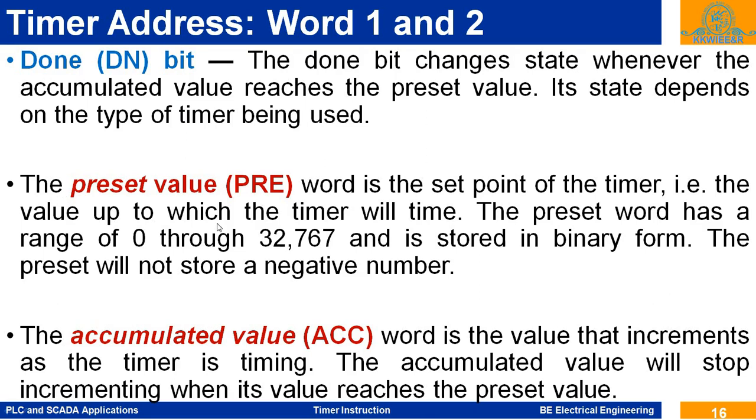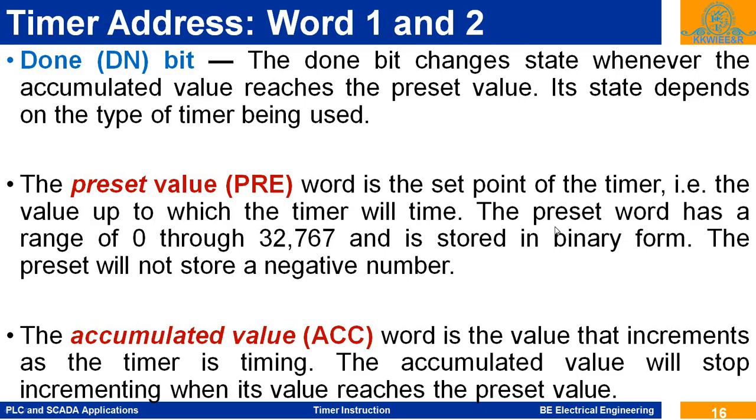Okay. The next, word 1, the preset value. Word 1 is the set point of the timer. Okay, so if we take the example of a star delta timer for a 10 HP motor, your time increases as the motor rating is increased. Okay, so your time goes on increasing to bring the motor from 0 to its 80% speed. So to set this time, we have to enter the time in the preset word, that is word 1.